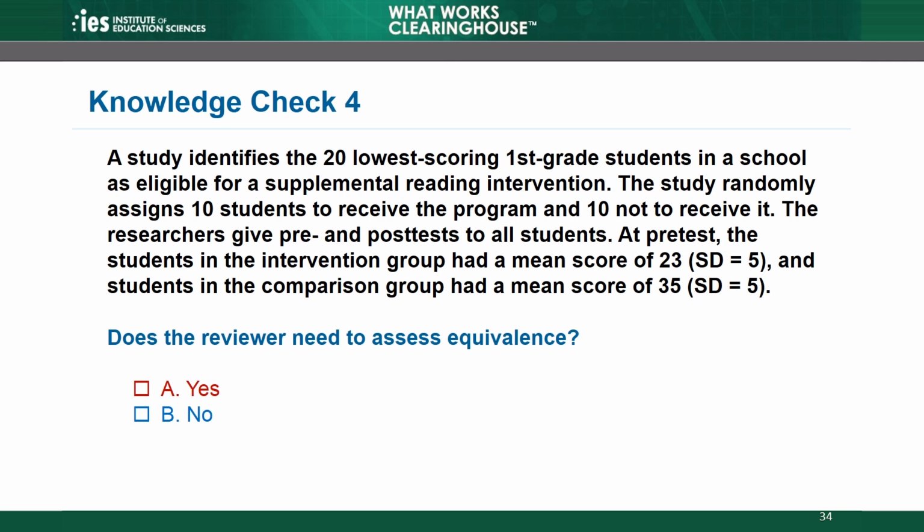The key statements are the study randomly assigns 10 students, and the researchers give pre-tests and post-tests to all the students, so we know that it is an RCT and no attrition occurred. Nothing suggests that the study compromised the random assignment. Even though the students in the intervention group scored very differently from the students in the comparison group at pretest, we do not need to evaluate these baseline differences in an RCT.